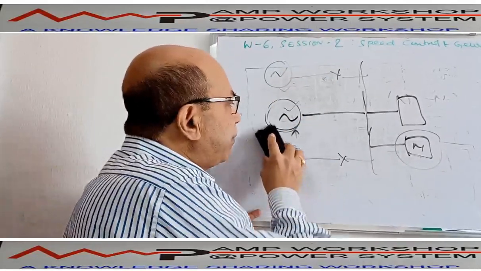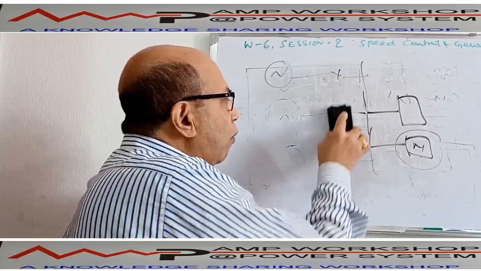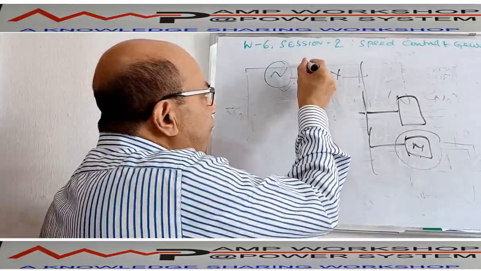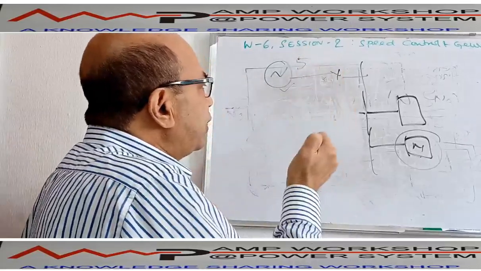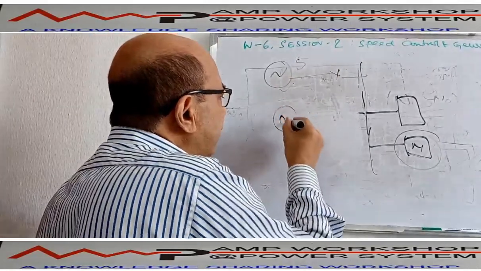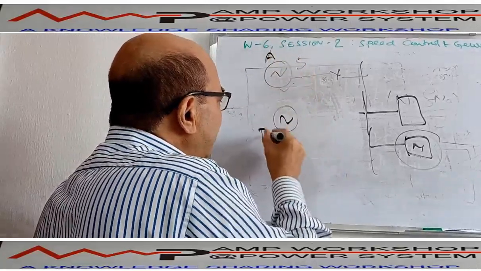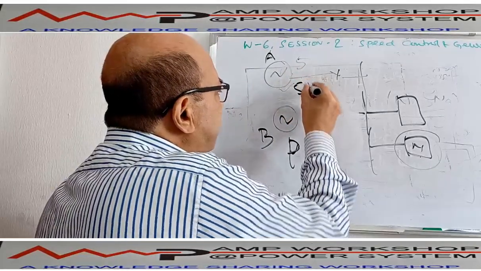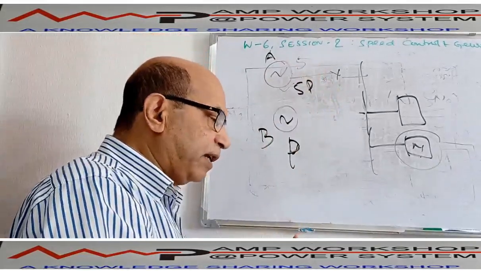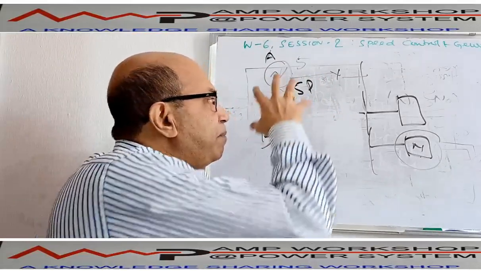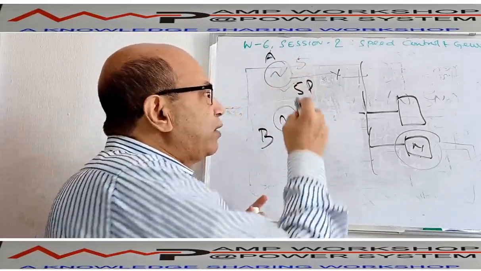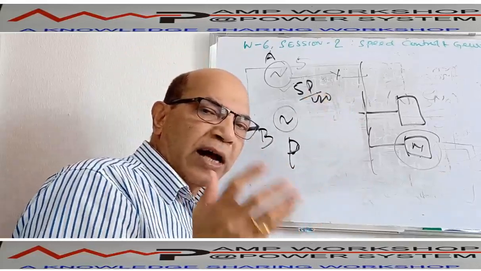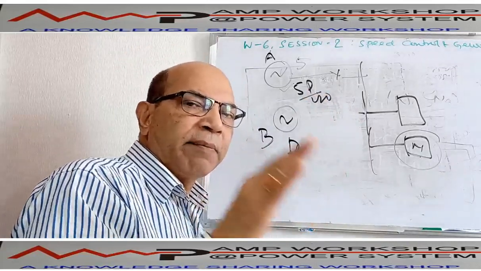Another option, it can be run in isochronous mode when one of the machines is very big. Suppose this machine is 5 times the rating of the other machine. Suppose this is A machine and this is B machine. If this machine is P rating, this machine is 5 P rating. This machine is very big. If this type of operation is there, then the biggest machine we can put on isochronous mode. We can put this in isochronous mode, because the isochronous mode machine will maintain the bus frequency constant.